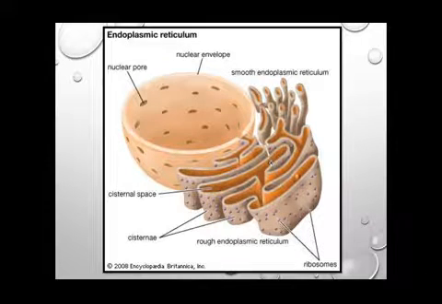Fine. Now you can see there are two types of ER. One is rough ER, one is smooth ER. So if ribosomes, these dot like structures, are present on the surface of the endoplasmic reticulum, they are termed as rough ER, rough endoplasmic reticulum. And if ribosomes are not present, as you can see over here the surface is smooth, then it is termed as the smooth endoplasmic reticulum.